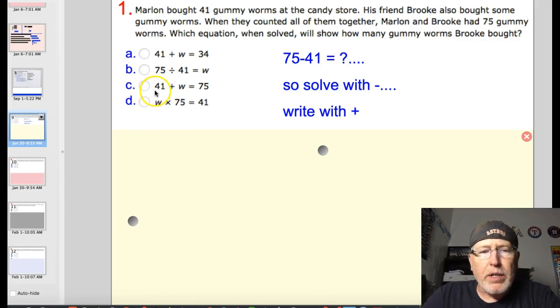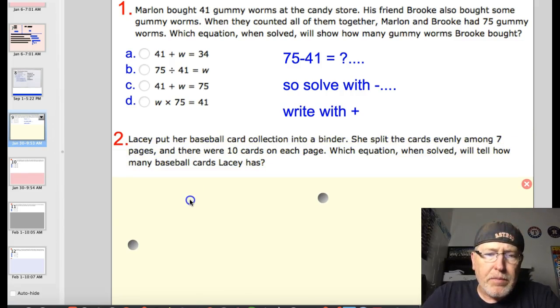So you could just write C, or let's have you write the equation. 41 plus W equals 75. Let's have you write the equation instead of the letter. All right, the next one here.